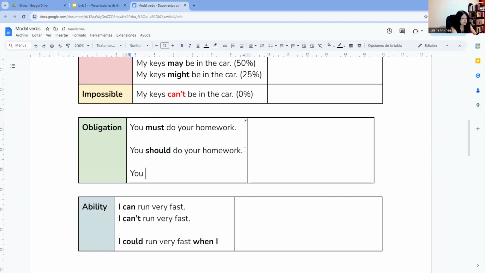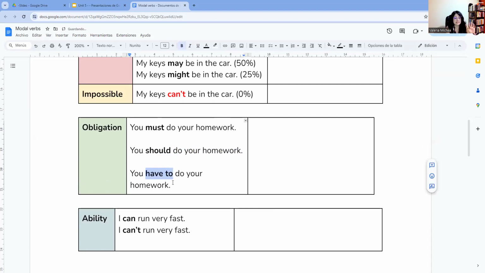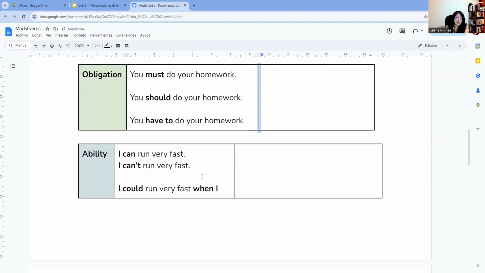If it's not a very strong thing, it's just a responsibility. So you have to do your homework. Remember, you have that responsibility. Try to accomplish it. Let's include have to just in case. I'm not pretty sure about this one though. What else? We have ability. We can use modal verbs to talk about ability. So to talk about ability, we can use can in the affirmative form. I can run very fast.